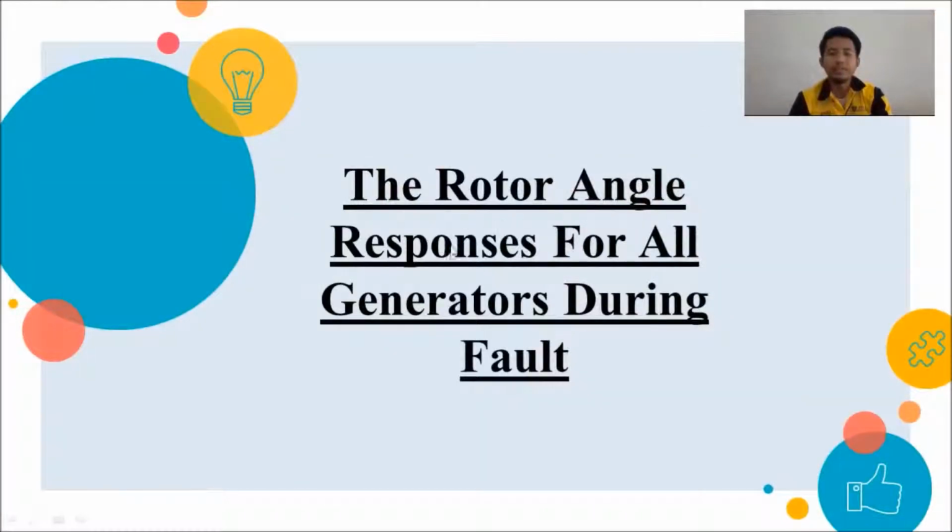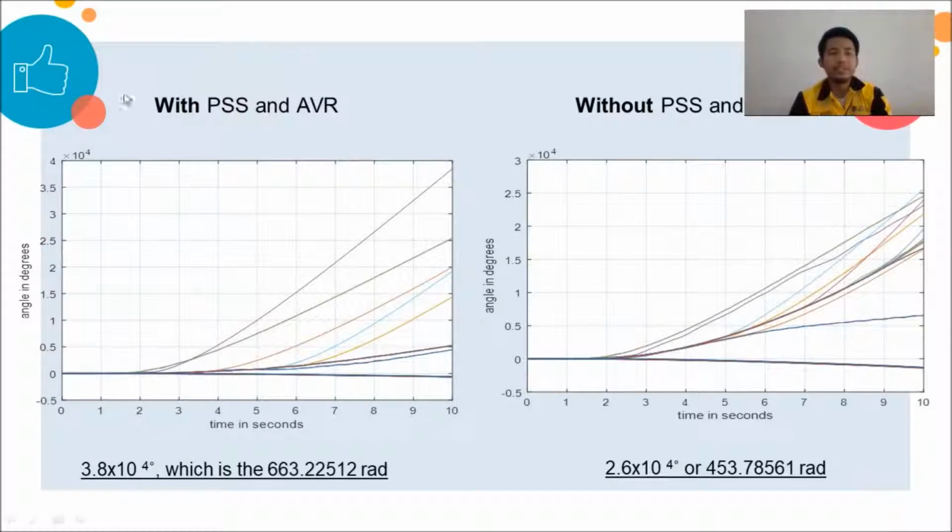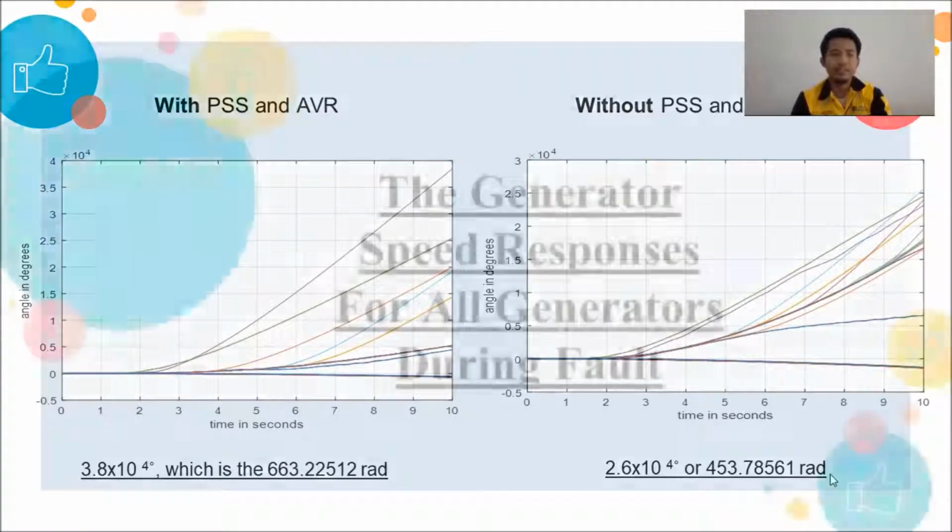The rotor angle response for all generators during the fault. With PSS and AVR, it is 3.8 times 10 to the power of 4, which is 663.2251 radians. And without PSS and AVR, it is 2.6 times 10 to the power of 4, or 453.78591 radians.